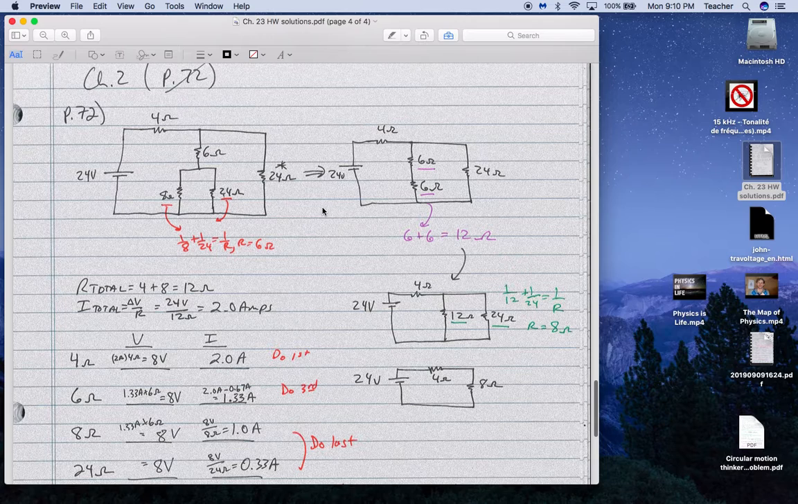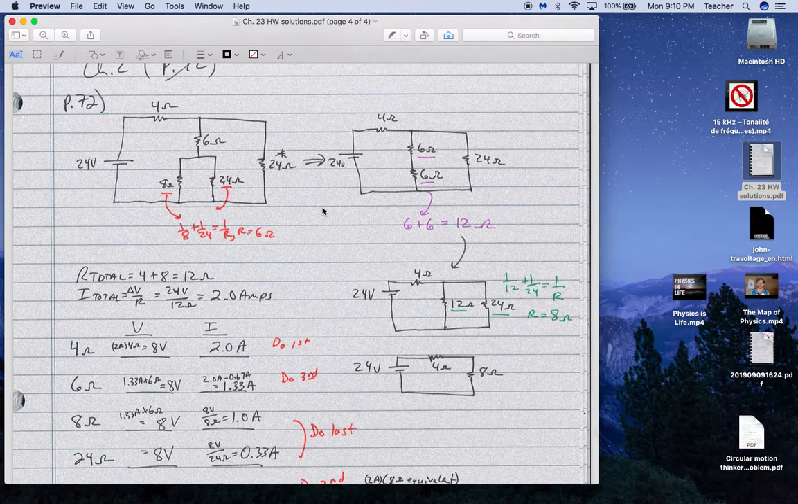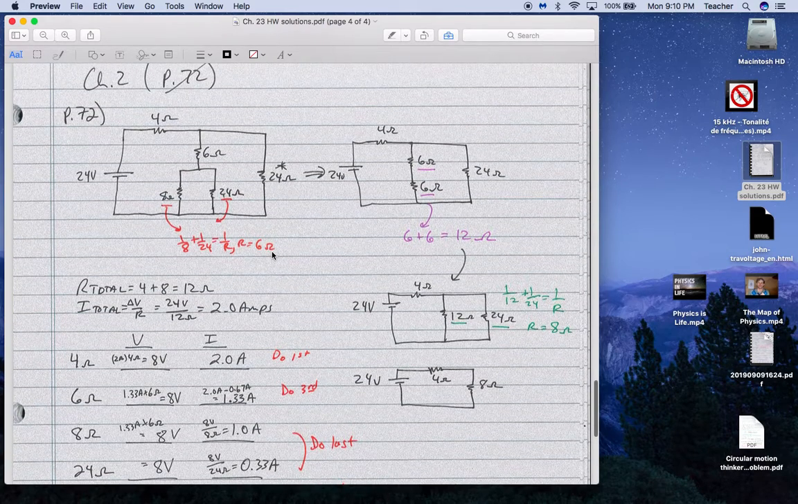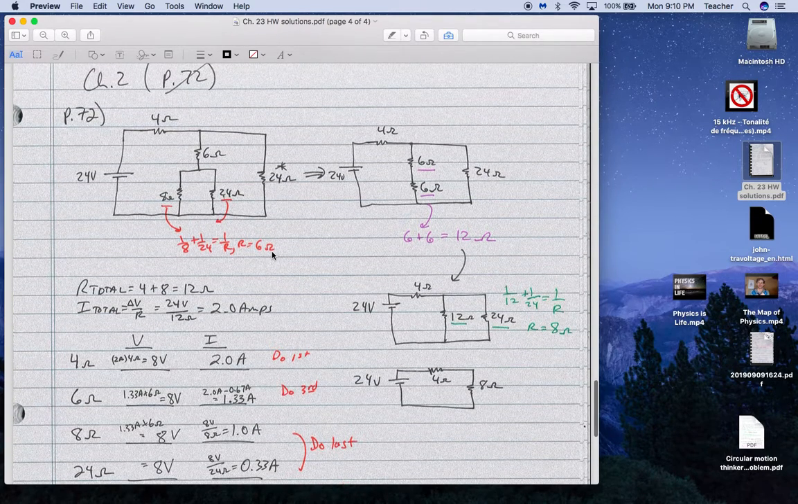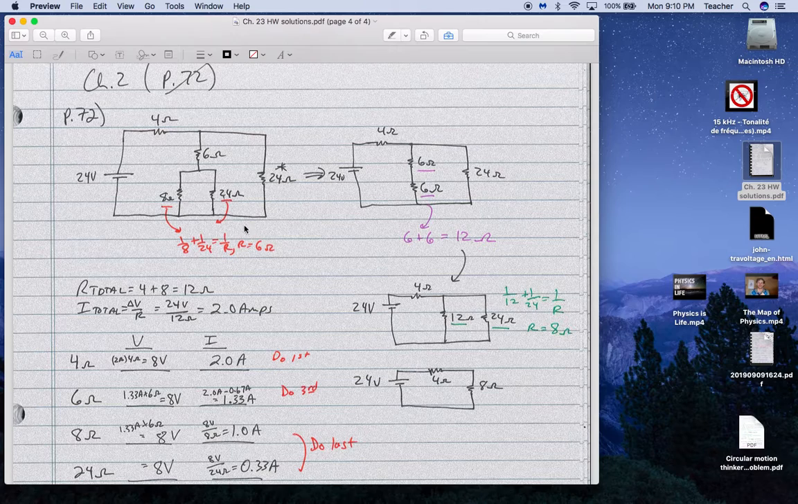For problem 72, I have 2 24 ohm resistors, so I'll put one as an asterisk. It's basically asking you to solve for the current and resistance through each of them. So first thing I did is simplify this. That becomes a 6 ohm. 6 and 6 is 12. 4 in series with a 12 and a 24, which are in parallel with each other. They become an 8. So 4 plus 8 would equal 12 ohms. So that's my total resistance.